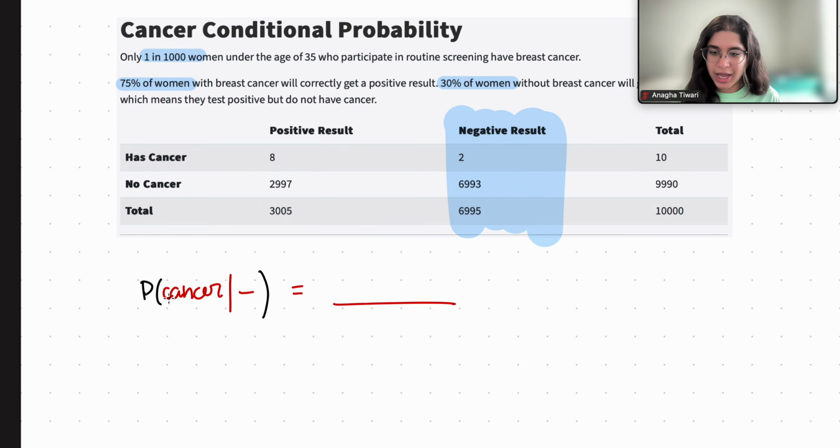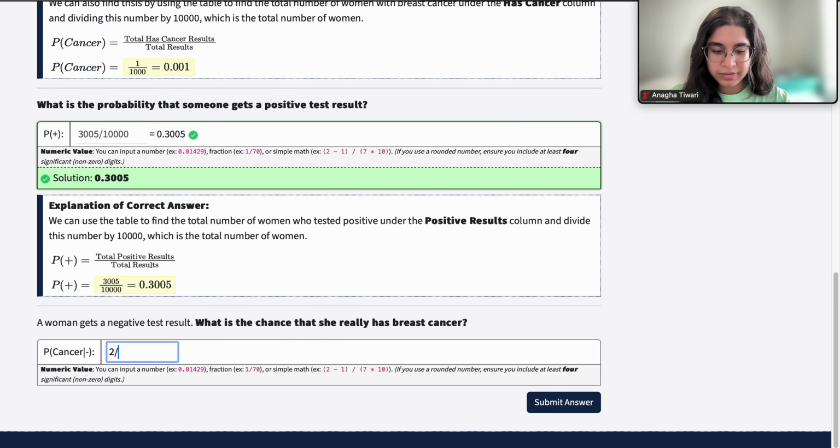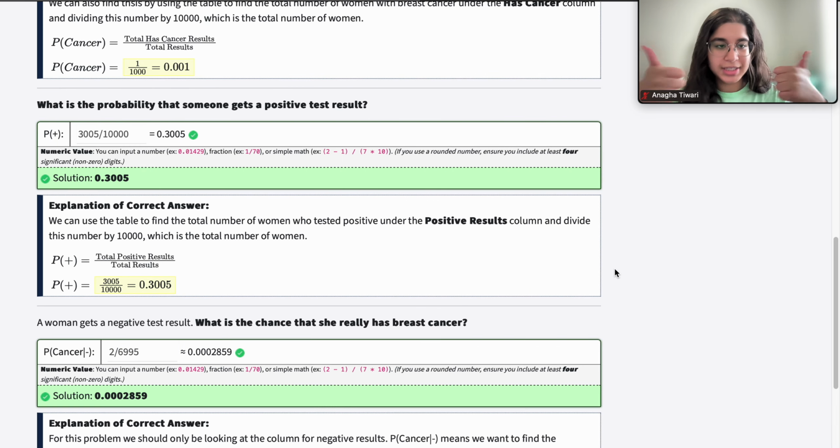So how many out of the people who got a negative test result, which was 6,995, how many of those people actually have cancer? Well, that's just 2 of them, right? It tells you right there. So again, out of these 6,995 total women who had a negative test result, how many had cancer? Well, that's only 2 of them. So our probability is just 2 out of 6,995. So 2 divided by 6,995, and that's the correct answer.